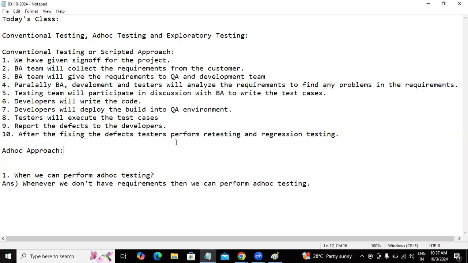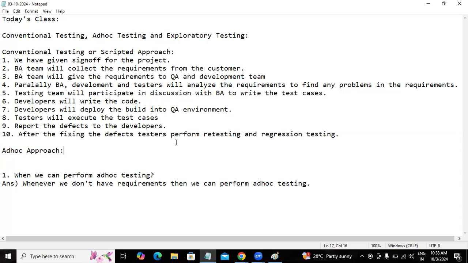In my project, I assigned some task to her: write the test cases in that particular project. She said, I don't know how to write the test cases. I don't have experience in test case preparation, but I can do Adhoc testing.